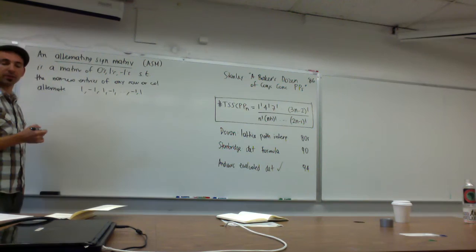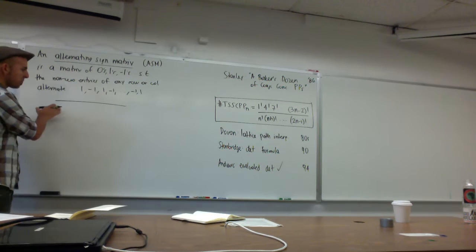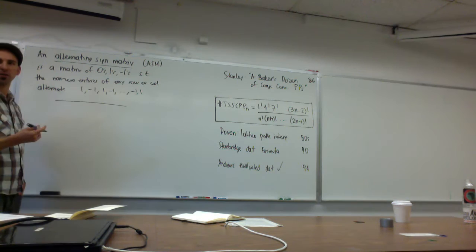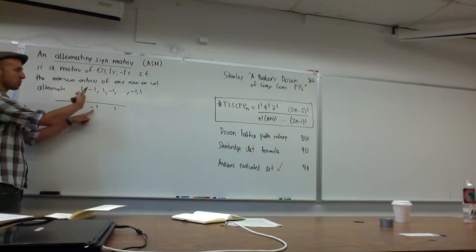So let's do an example. Maybe we'll do a 5x5, okay? So, for example, let's try to fill out the first row. What can I do in the first row? It should be zeros, ones, and minus ones. I have to make these guys alternate, okay? But you see, as soon as I do that, I break the rule for a column. Because in a column, the first non-zero entry should be a 1, right?